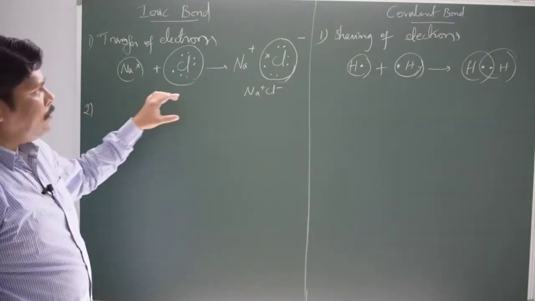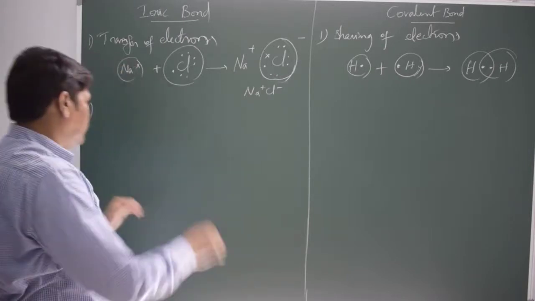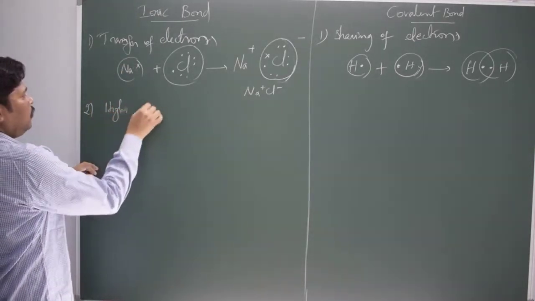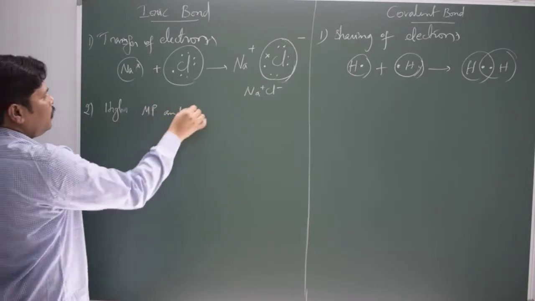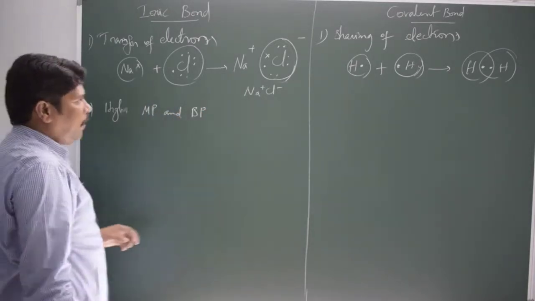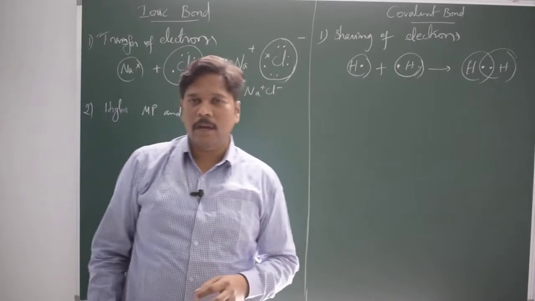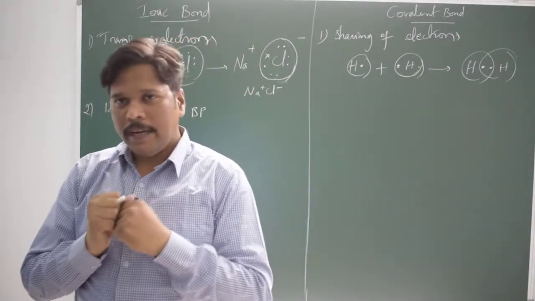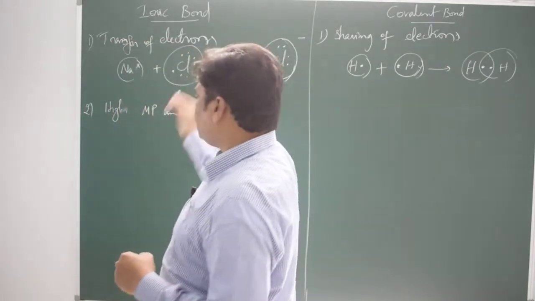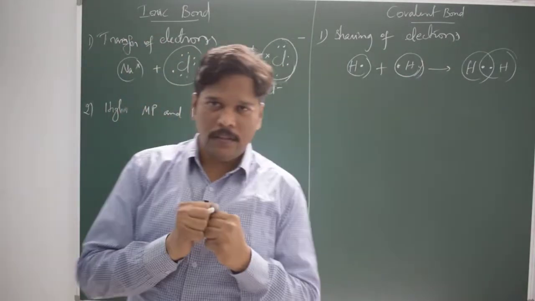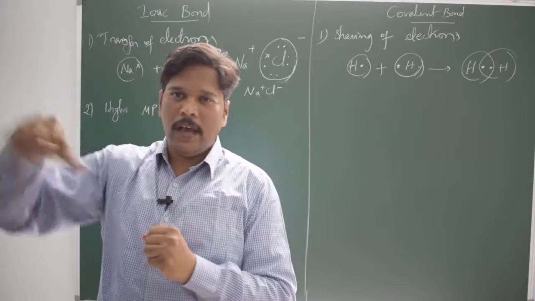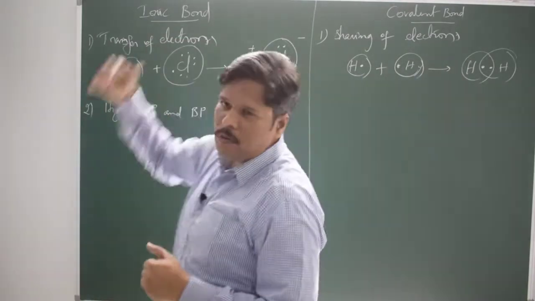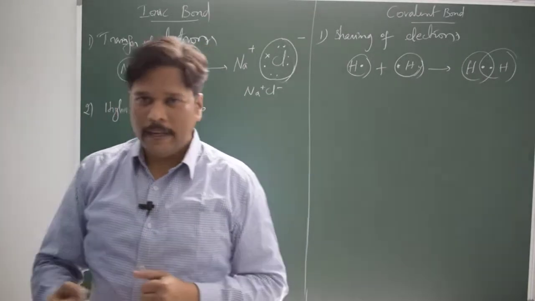Generally they have very high melting and boiling points. Why do they have high melting and boiling points? Because between the ions there is a strong force of attraction. We don't call them molecules, but we call them formula units. These formula units have very strong electrostatic forces of attraction, so a large amount of heat is required to melt them.